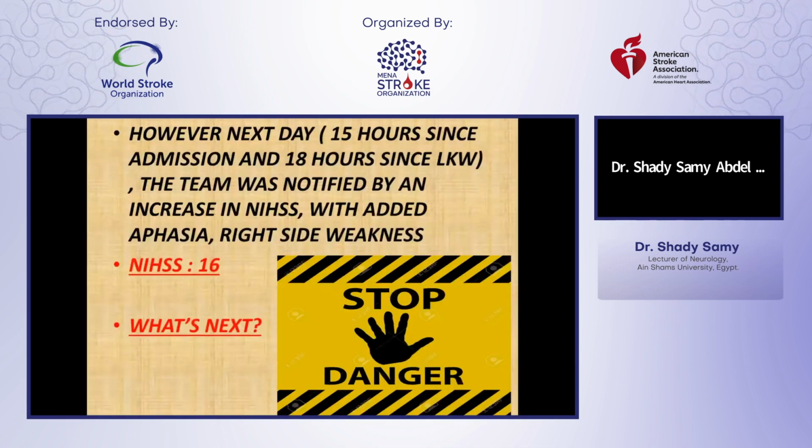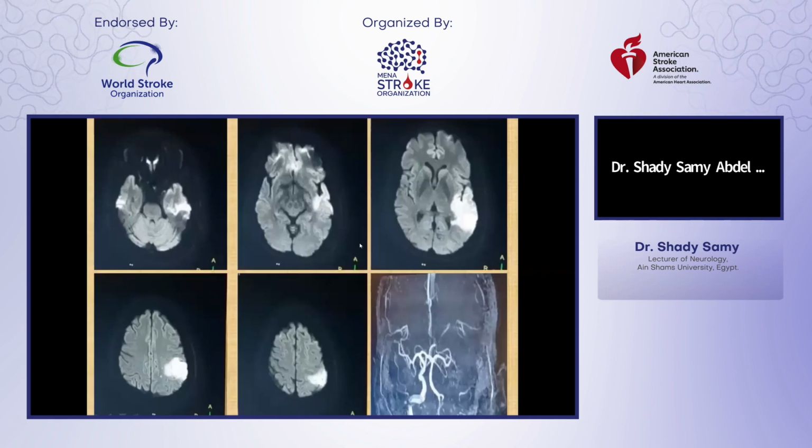However, the next day, the neurology resident noticed a change in his neurostatus. 18 hours since last known well, our team was notified of an increase in his NIH stroke scale with added aphasia and right side weakness. So his neurostatus was a dangerous thing. It actually jumped from 2 to 16. So we decided to repeat the imaging to see what happened.